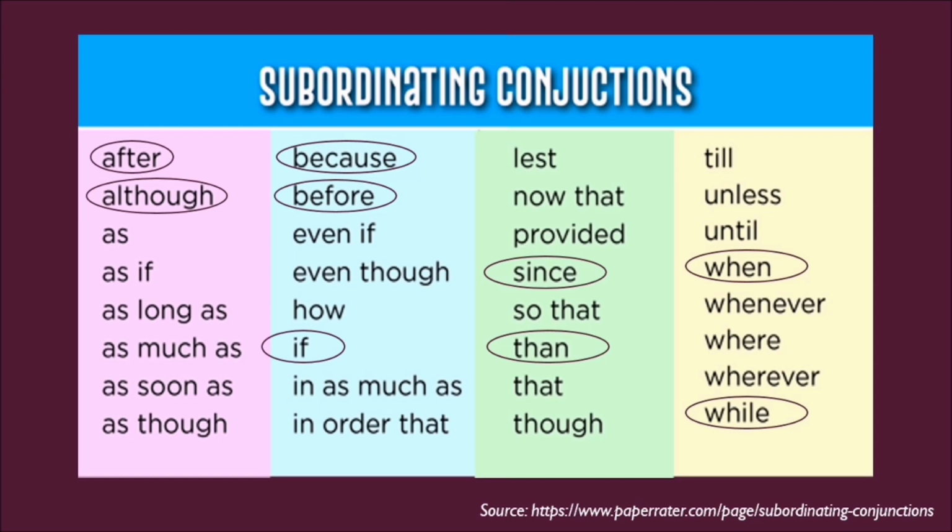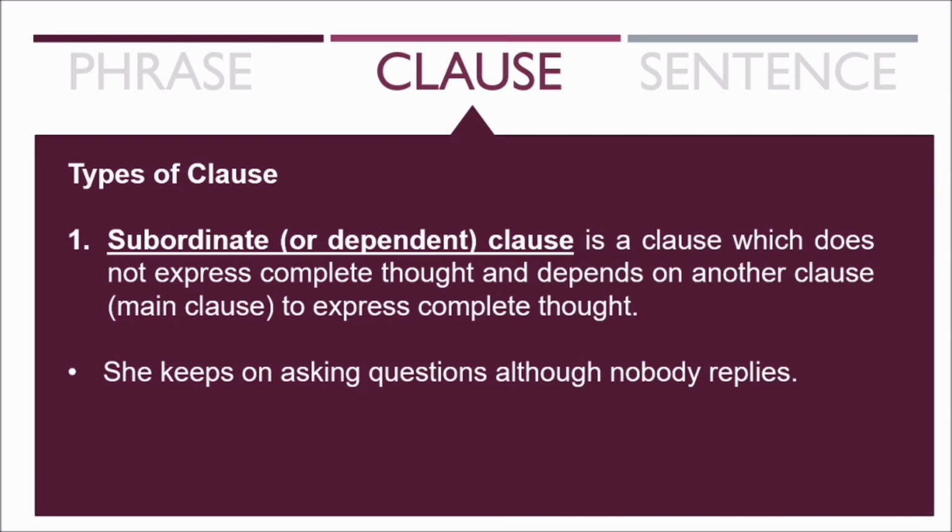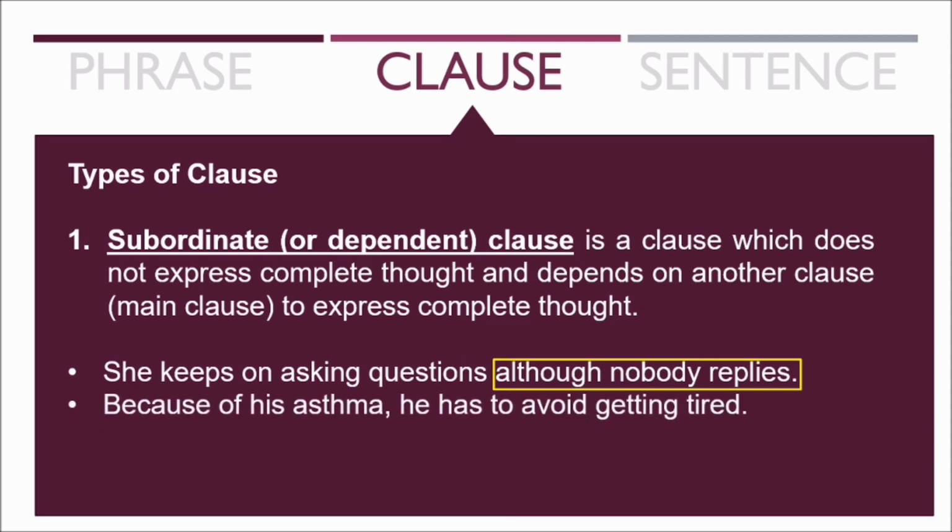Now, let's take a look at our examples. She keeps on asking questions although nobody replies. Here in this sentence, we have the subordinating conjunction although. Therefore, although nobody replies is our subordinate clause, okay? What about in our next sentence? Because of his asthma, he has to avoid getting tired. Can you help me locate where is the subordinating conjunction? Very good, the word because. Therefore, because of his asthma is our subordinate clause, okay?